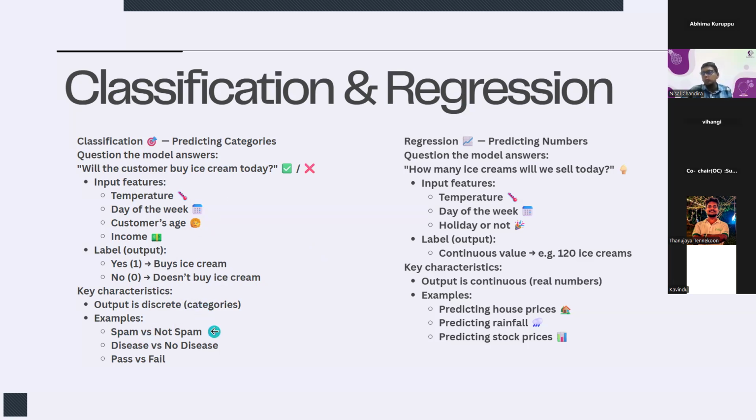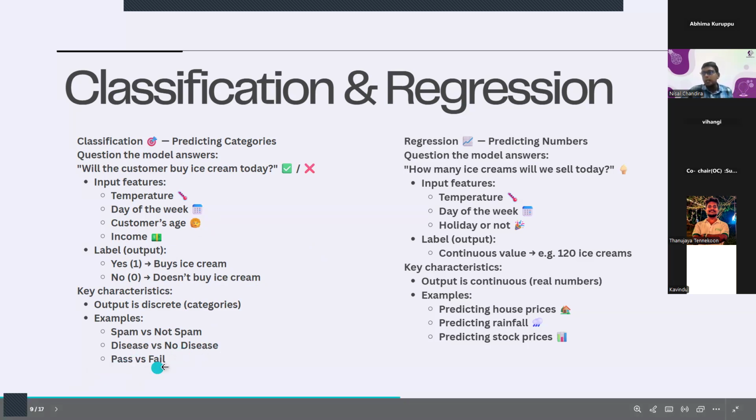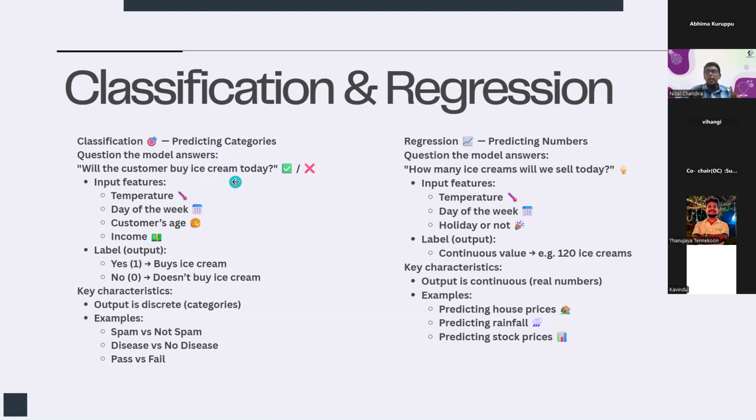Example: spam versus not spam. If I get an email, I can classify it as spam or not spam. Disease or no disease: a particular person either has a disease or not. Pass or fail in an exam. It does not need to be two groups. It can be three groups, four groups, five groups, any number of groups based on your problem. The problem in the slides only has two groups.